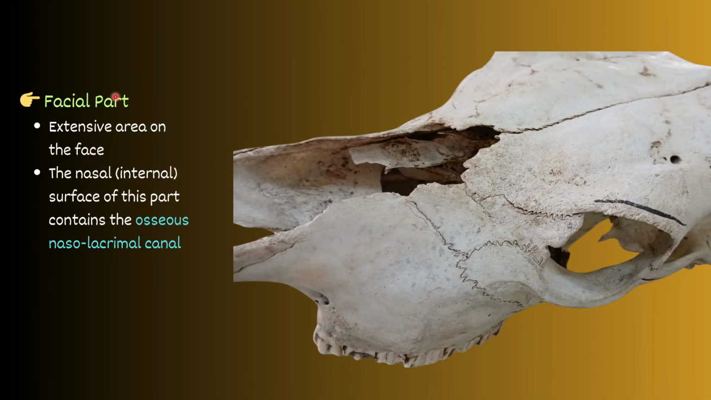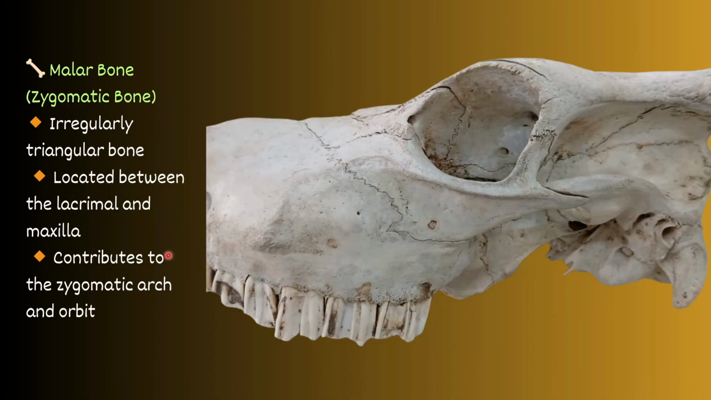Then the facial part. This is the facial part of the lacrimal bone, an extensive area on the face. The nasal internal surface of this part means inside that. On the medial aspect you will find the osseous nasolacrimal canal.